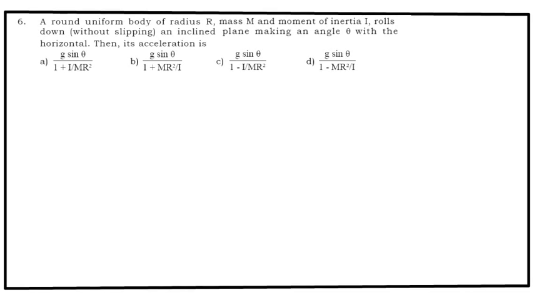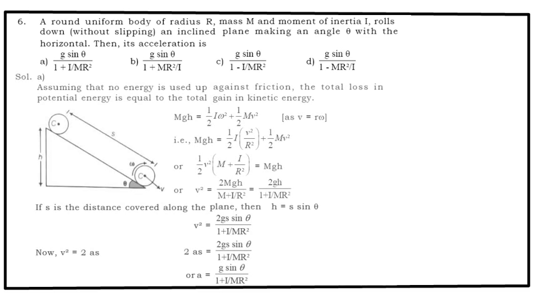Now problem number 6. A round uniform body of radius capital R, mass capital M and moment of inertia I rolls down without slipping an inclined plane making an angle theta with the horizontal, then its acceleration is. If you observe this expression, you would realize that we have derived this in the discussion of the theories.